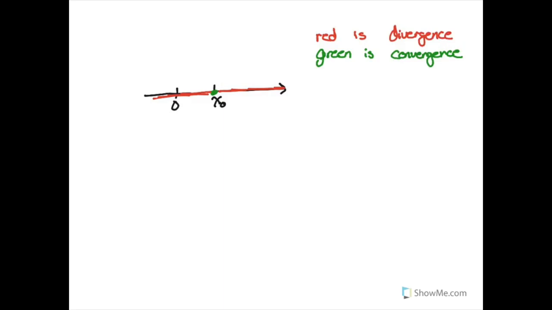So if I draw the three cases, this is the real number line, this is the point 0, and this is the center x naught. Either it converges, or let me make green converges. So it converges at the point x naught, but diverges everywhere else. If red is divergence and green is convergence, then this converges only at x equals x naught. And again, we're talking about a power series centered at x naught.